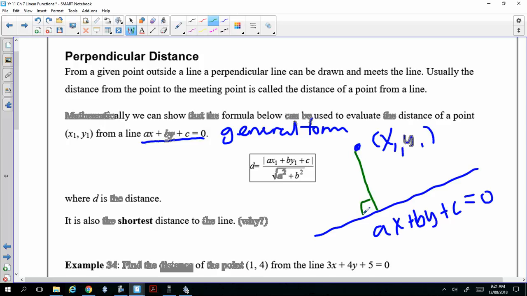Why do I find the perpendicular distance? It is the shortest distance to the line. Can you see why this is the shortest distance?